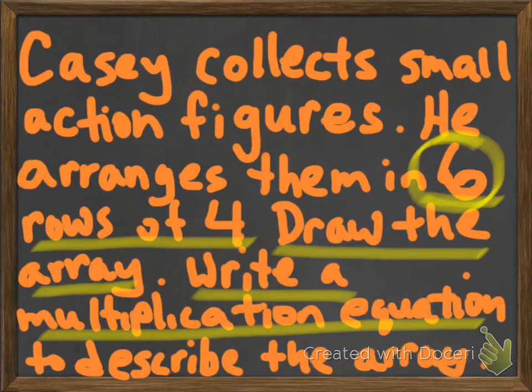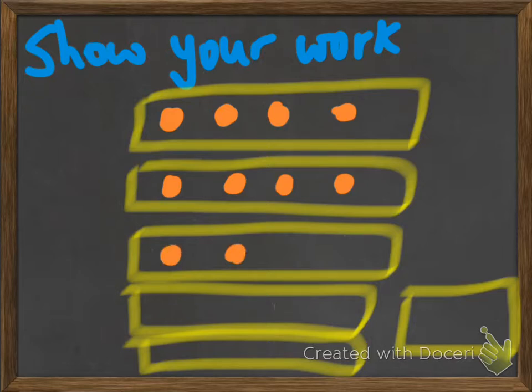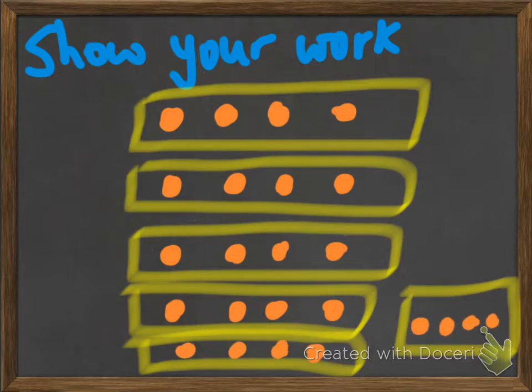Go back and take a look at the problem, and there's supposed to be 4 in each row. So we'll add little circles. So we need 1, 2, 3, 4 in each of the 6 rows. So here's our array.